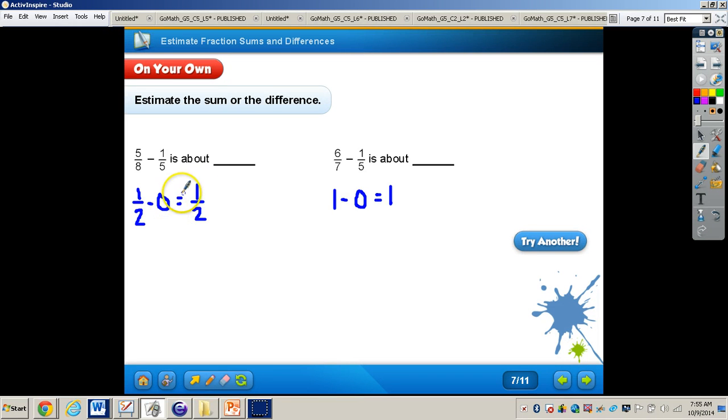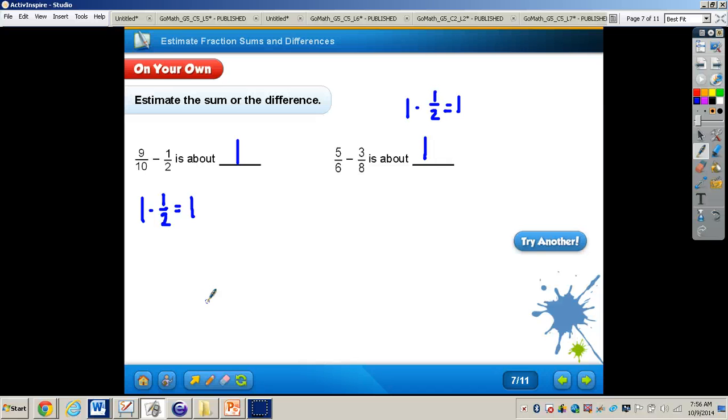Okay, here are the answers. We have 1/2 for this one and 1 for the second one. You can see what I rounded each fraction to. Now I want you to work through these 2 problems. When you're finished, you can press play and I will have the answer for you. So pause the video now.